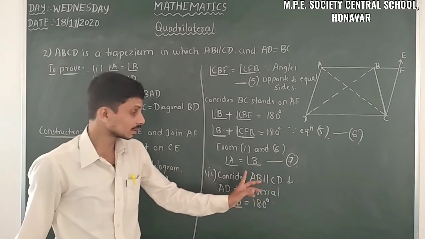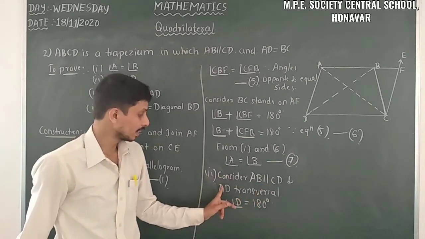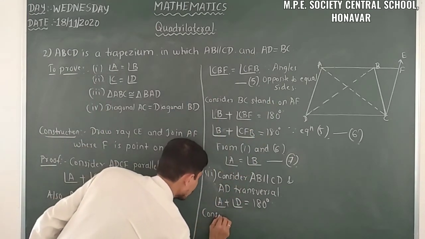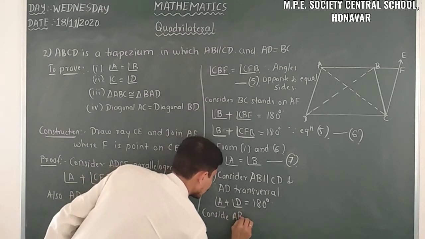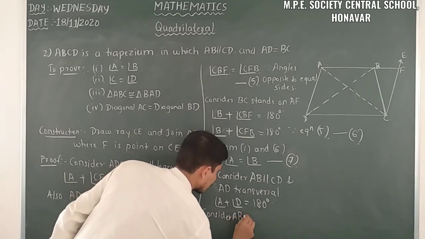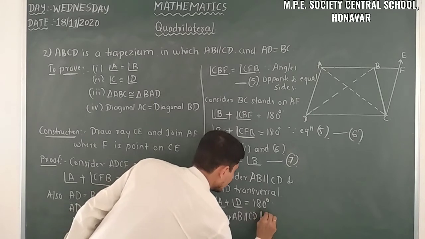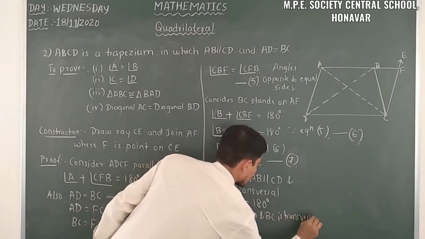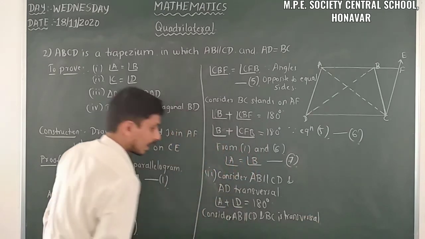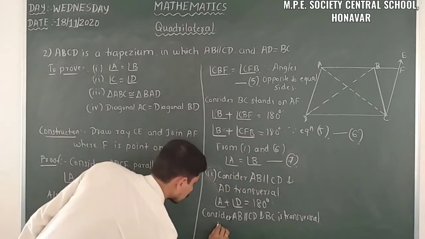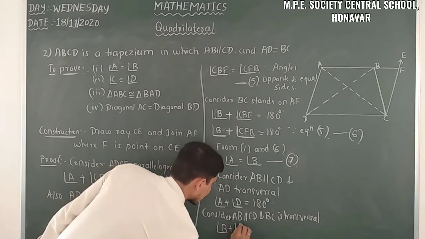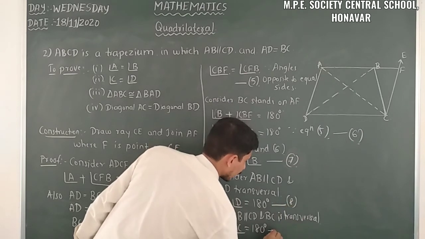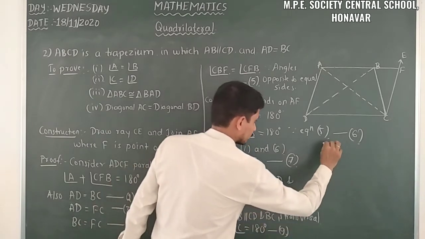And this is the same. Consider AB is parallel to CD and BC is a transversal, then angle B plus angle C is equal to 180 degrees. I will take this as equation number 8 and this as equation number 9.